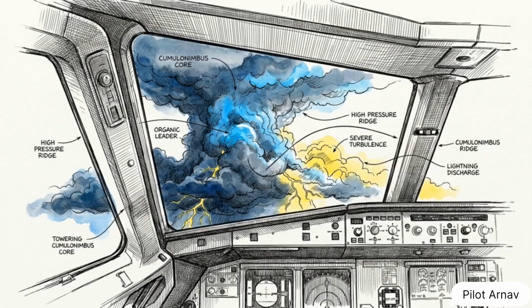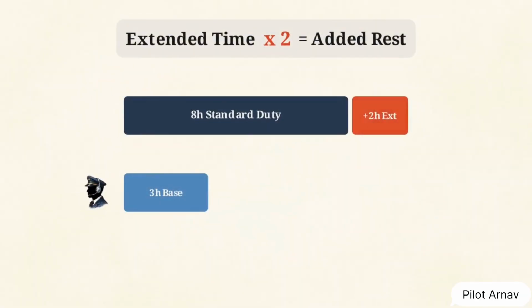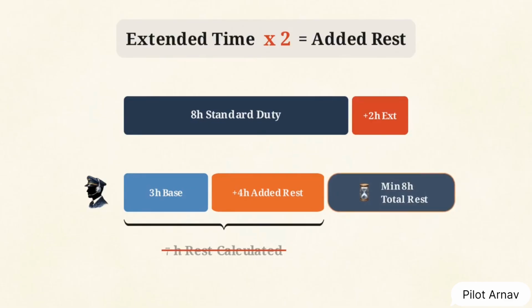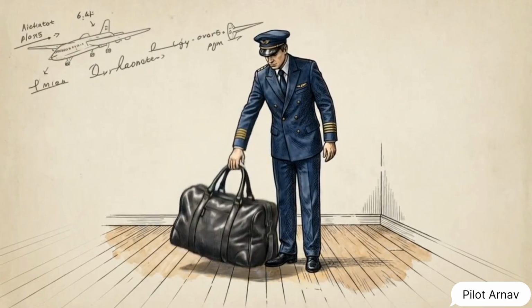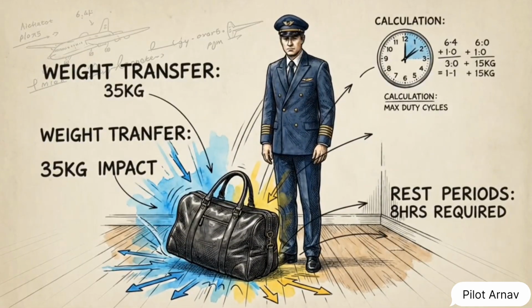In the event of unforeseen operational circumstances, such as weather or medical emergencies, the PIC may extend the flight duty period by up to 3 hours and carry out 1 additional landing. This extension carries an immediate cost. The mandatory rest period following the flight is increased pro rata by twice the amount of the extended duty time, requiring minimum 8 hours rest. Even in an emergency, pushing past standard human limits requires an immediate and mathematical payment in mandatory rest.